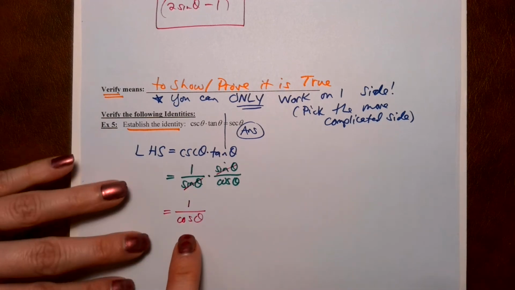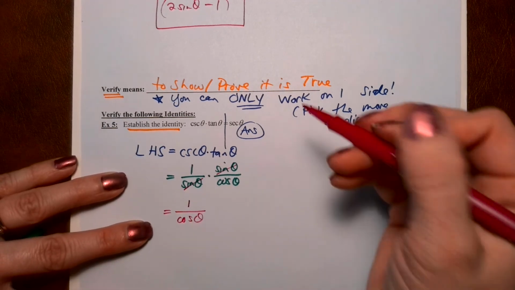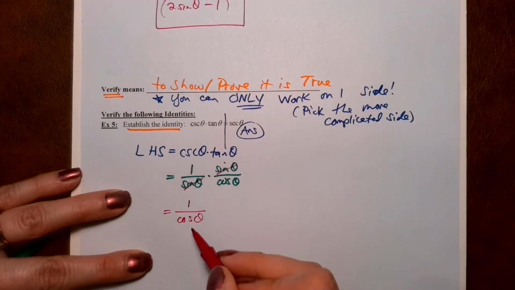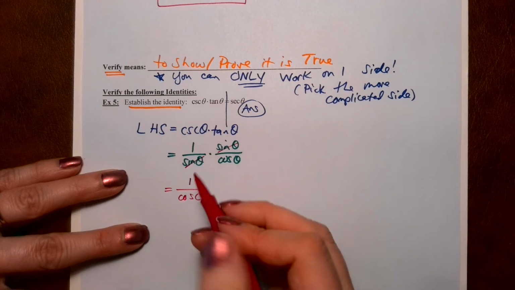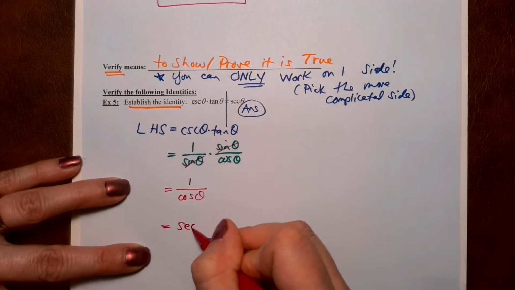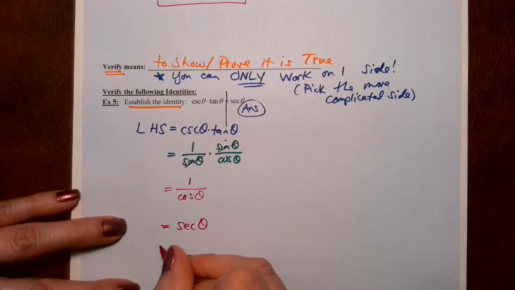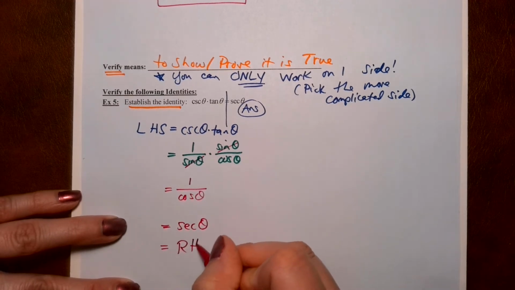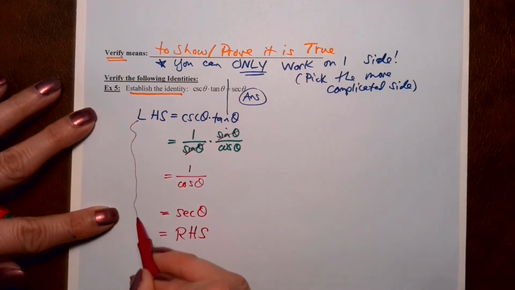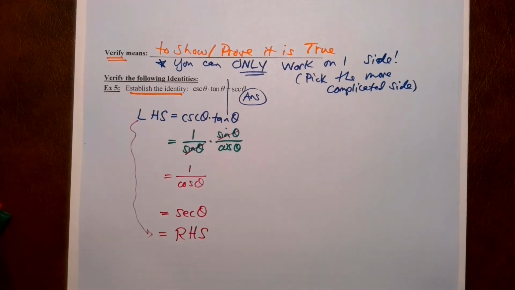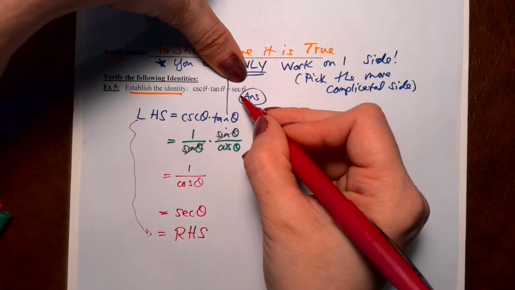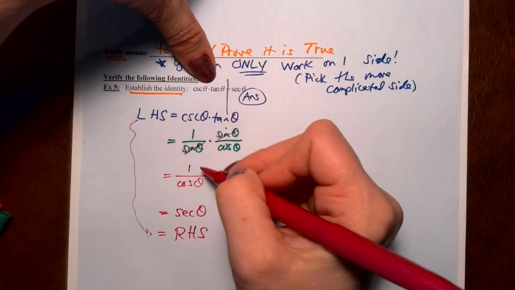Now remember, we know what the answer is. The answer is right here. I have to make secant. Are we making secant? We are. 1 divided by cosine makes secant of theta, which is the right-hand side. So we turned the left-hand side into the right-hand side. You know what the answer is; you just have to show all the work.